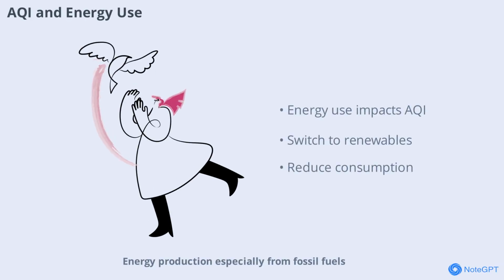Energy production, especially from fossil fuels, is a significant source of air pollution. Using energy efficiently, switching to renewable sources, and reducing consumption all help lower emissions. The AQI highlights the connection between energy use and air quality, encouraging individuals and communities to make sustainable choices.